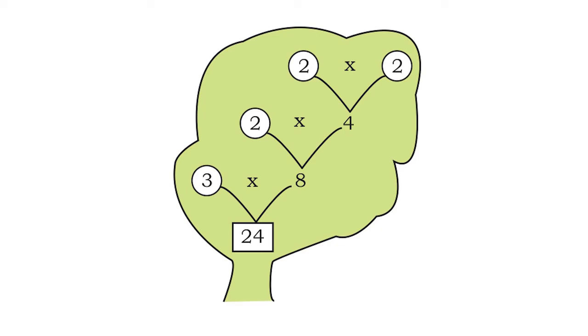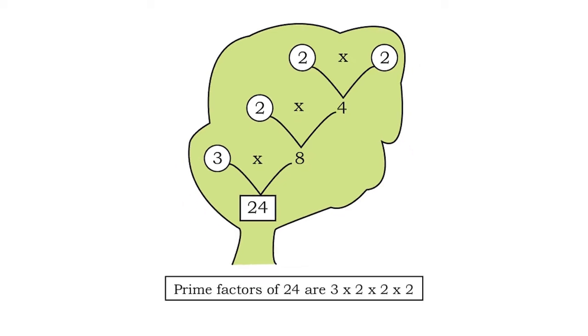You need to write the prime number in the circle. So what can it be? 2 into 4, that's right. 4 can be further written as a product of prime numbers. That is 2 into 2. Therefore, the prime factors of 24 are 3 into 2 into 2 into 2. The prime numbers are written in the circle, and those become the prime factors of the given number 24.